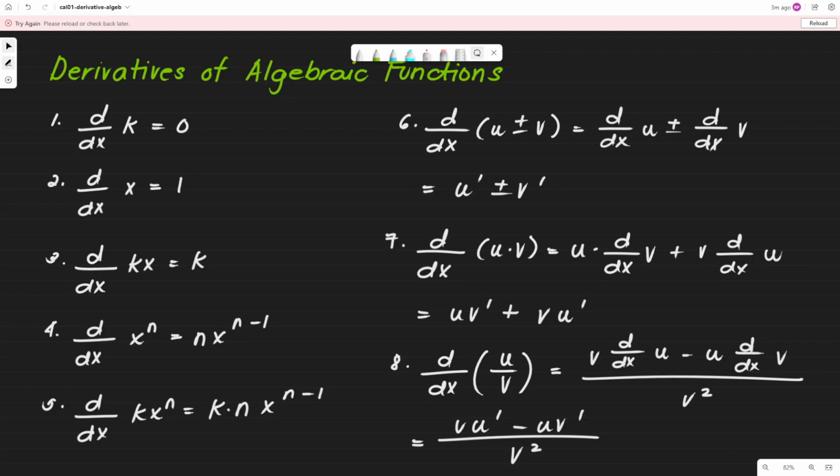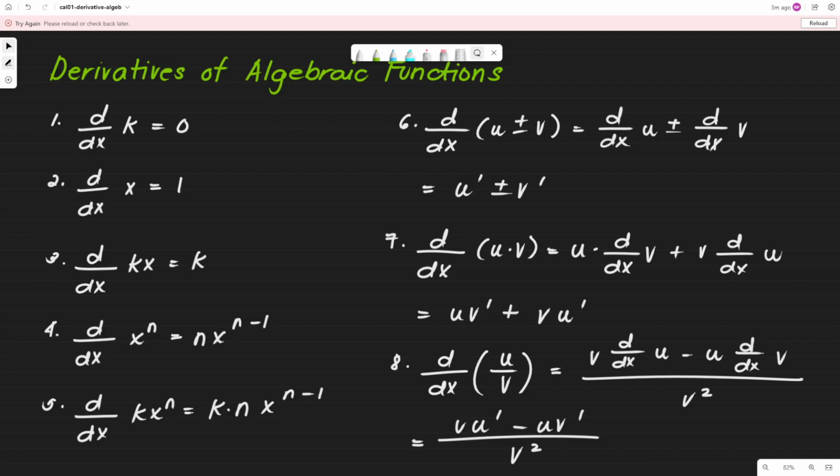Then we have our last one. If u divided by v, kinuha natin yung derivative, where v should not be equal to 0 of course. So the derivative of u over v is equal to v multiplied to the derivative of u minus u times the derivative of v, all over v squared. Or simply, v times u prime minus u times v prime all over v squared. You can pause the video and copy the theorems. Later in the examples, we can apply these rules or theorems.